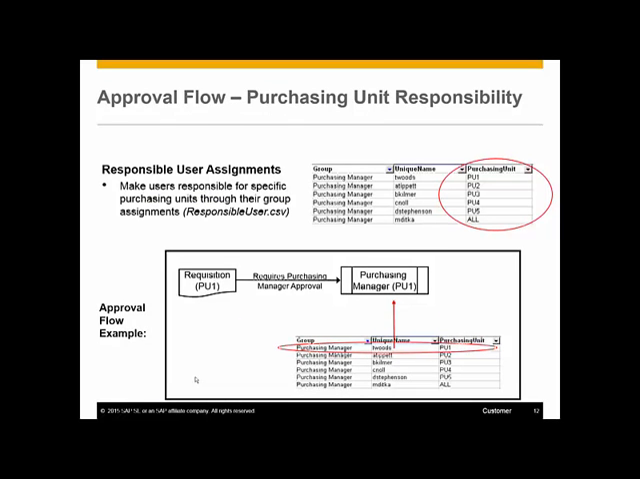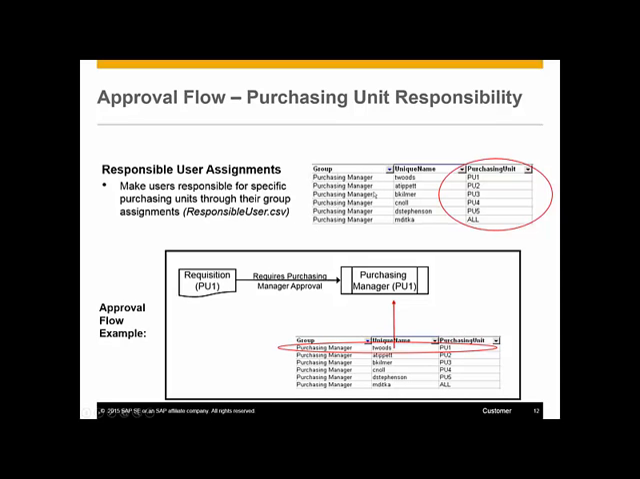We took a look at the responsible user file earlier, and here's an example of how such a segregation can be set up. For the purchasing manager group, as we said, we have 6 members in our example. All of their names are here. And the specific purchasing units they are responsible for are also established in a separate column. That way, if something comes for approval, it knows which person within the purchasing manager group to pull in.